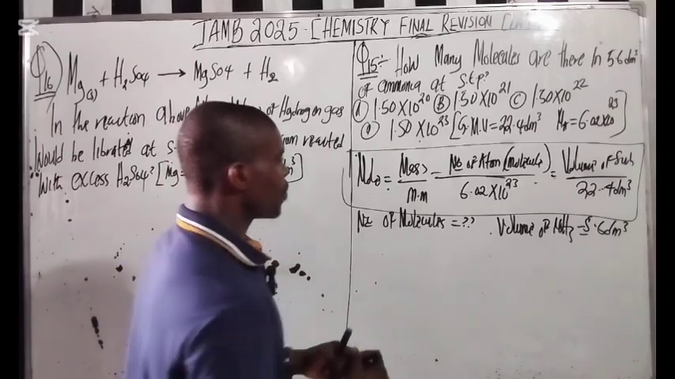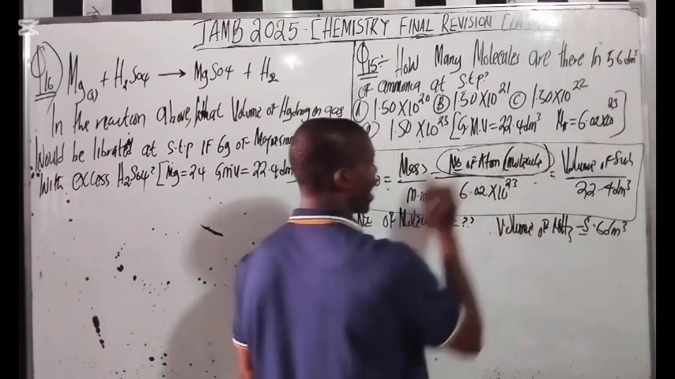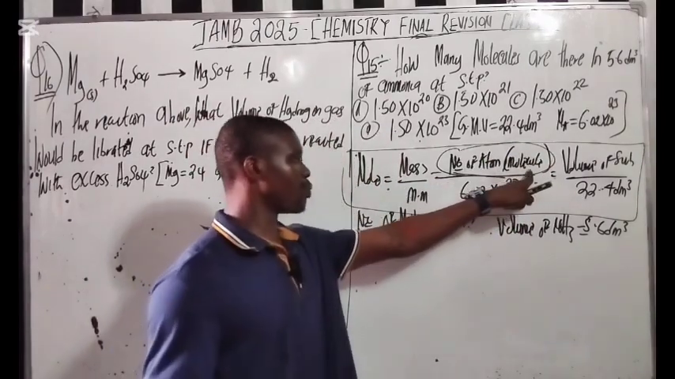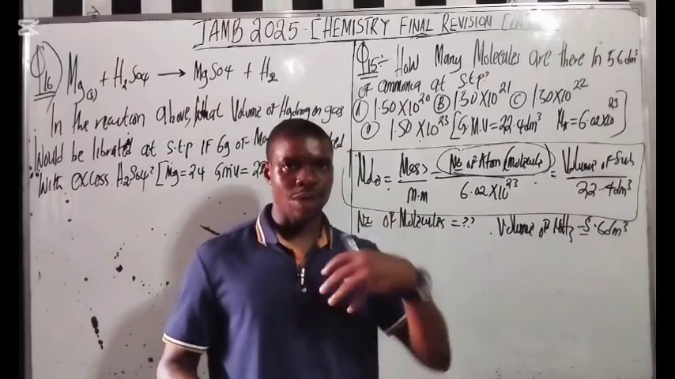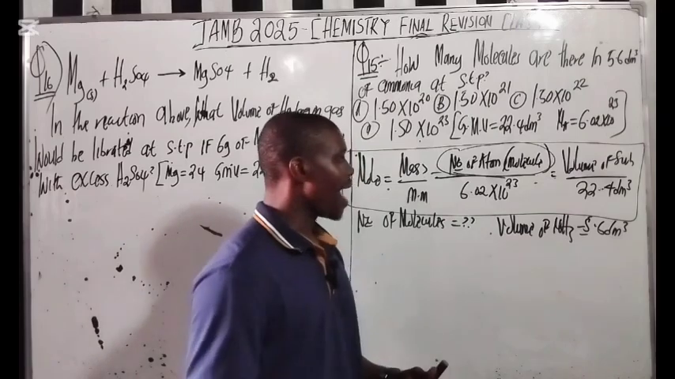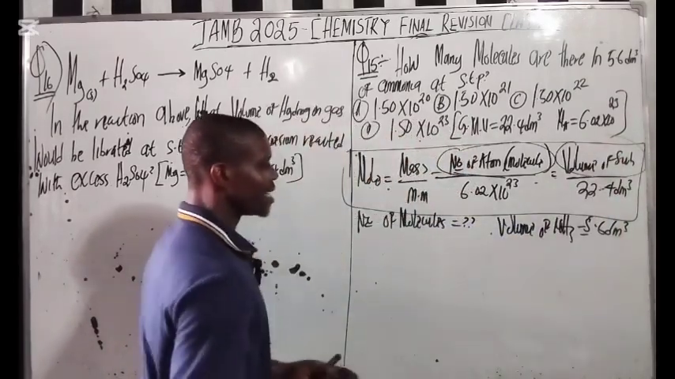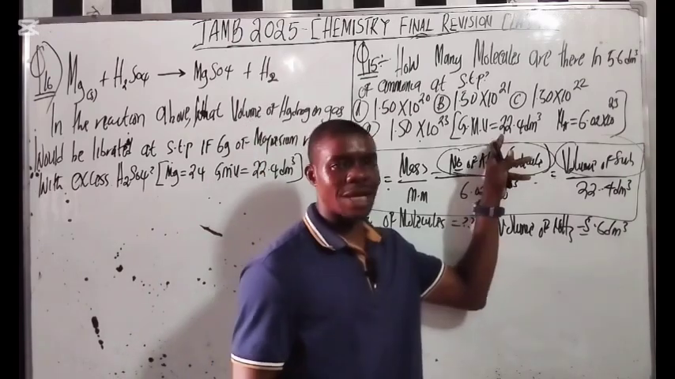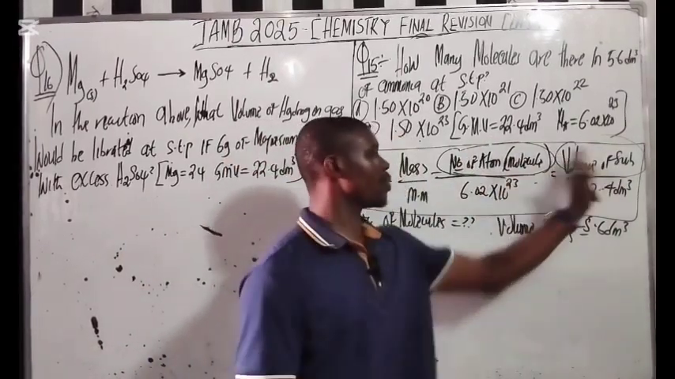Before that, look at what they say you should look for: number of molecules or atoms. But NH3 is not an atom, it is a molecule. So that's why I say number of molecules. We have to look for this here, and they give us the volume of ammonia. They ask for the number of molecules of ammonia, and they give us the volume of ammonia. So we are using this key formula here.